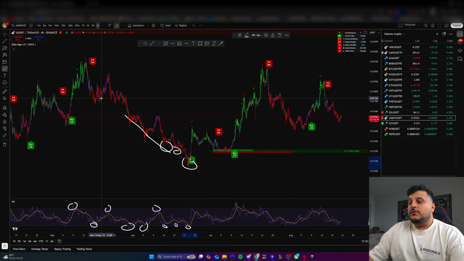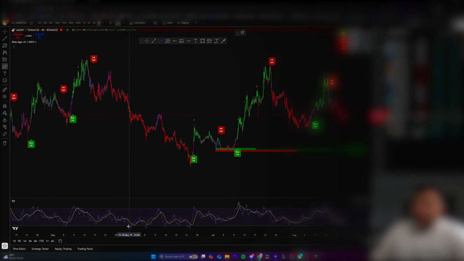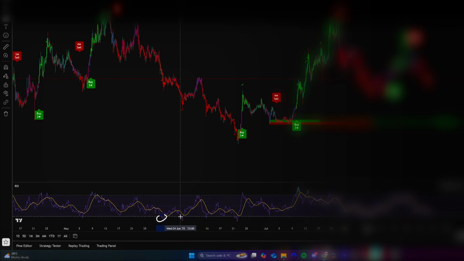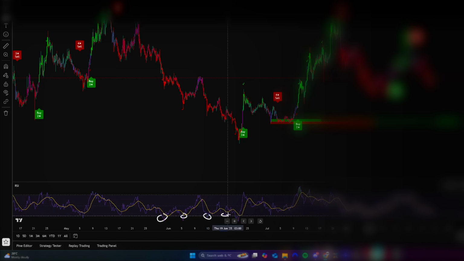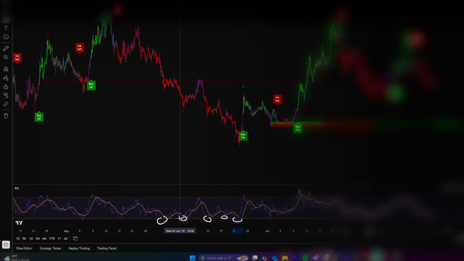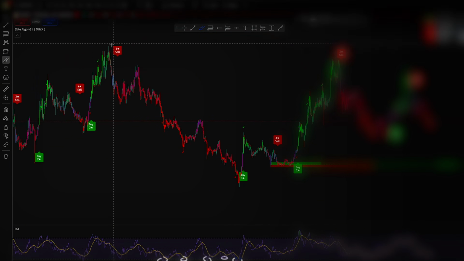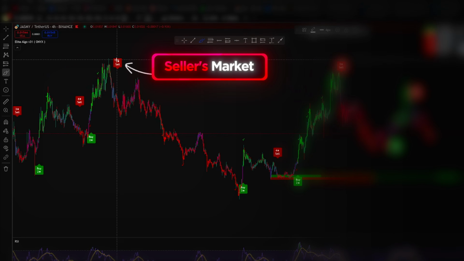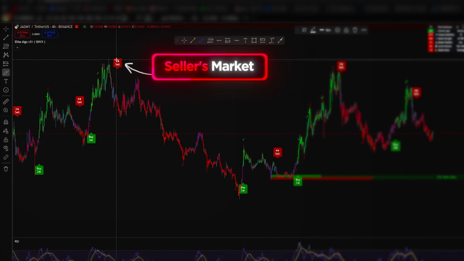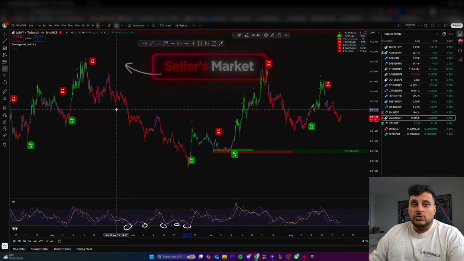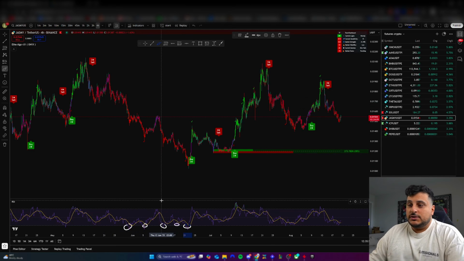So for example, we can see that in this section where we got all these oversold positions that we would have bought at over here, that all would have ended up in a loss, we would understand that we're actually currently in a seller's market, right? The last signal that was given by the indicator was a sell position. So what we should do here is actually look for sells only on this chart using the RSI indicator.